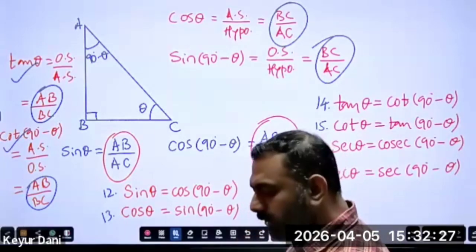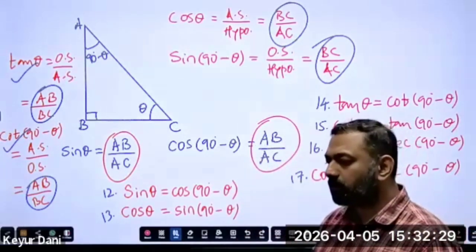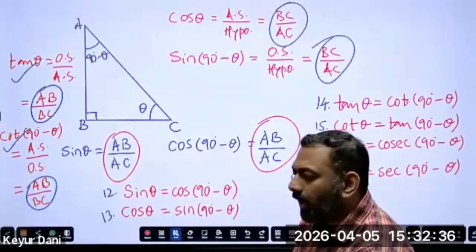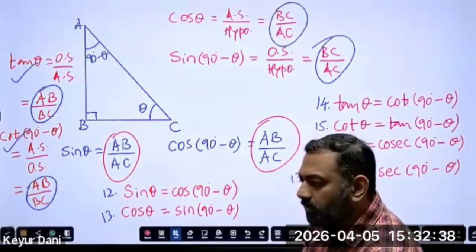Do you all use a calculator in your school? Yeah, we do use calculator. You are allowed, right? Yeah, we are allowed. And the scientific ones? Yeah, scientific ones only. Okay.